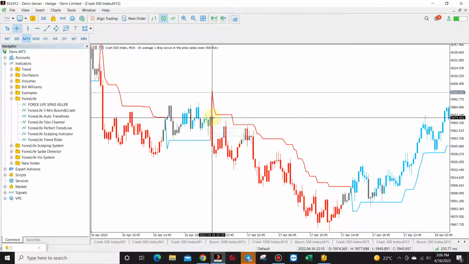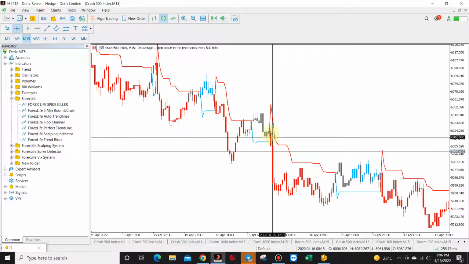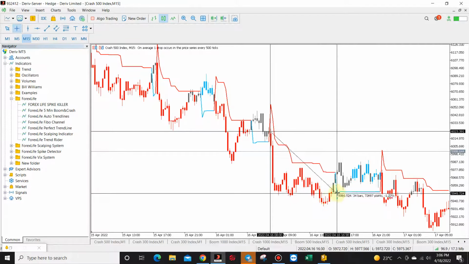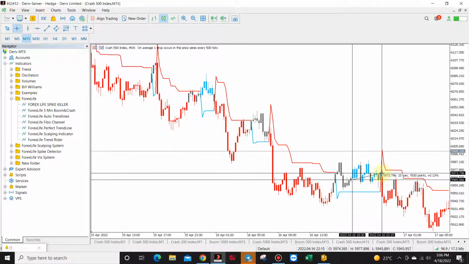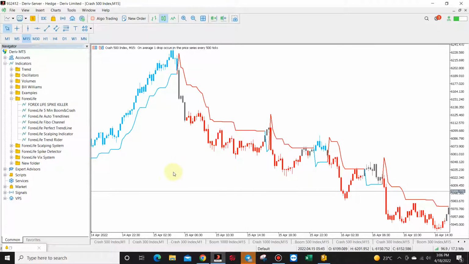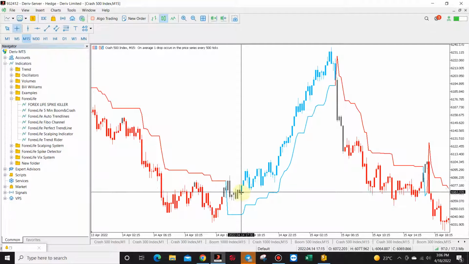Over here, we could have entered the market over here and exit over there. Enter over here, exit over there. Here we'd have entered and we'd have exited over there. So you guys can see this is a really great indicator to use for long-term trading.